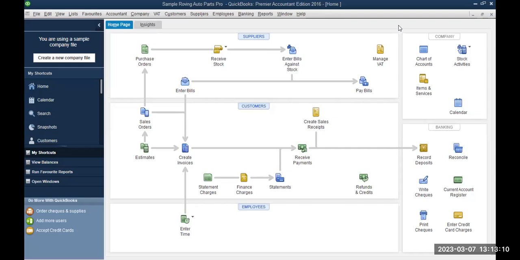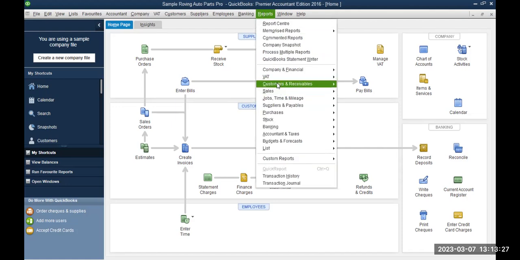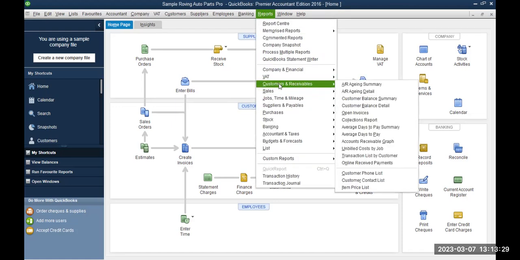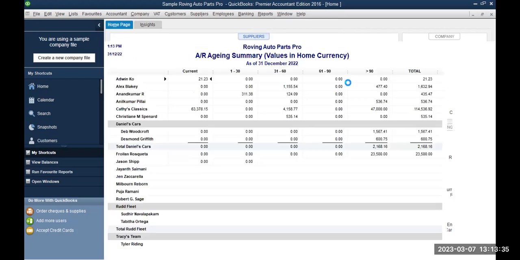Okay, so as usual, we start from the home page, where it's more like our landing page. So from here, you can navigate through the icons directly to the different things and to the reports. On the upper toolbar, that's where the reports are. And we're going to go to reports, and we go to accounts receivables, which is under customers and payables. And we're going to look at the top one, accounts aging summary.